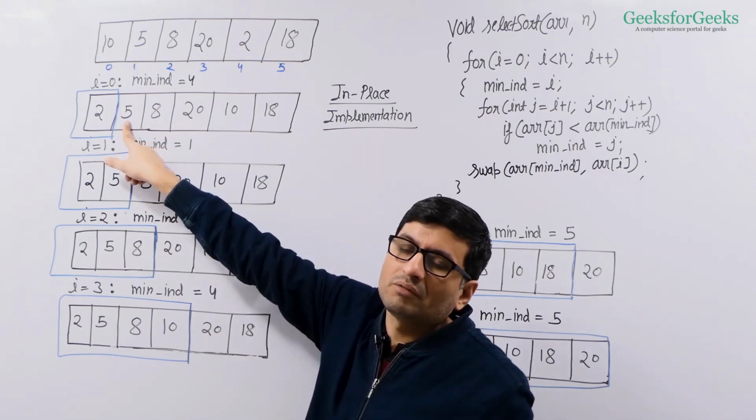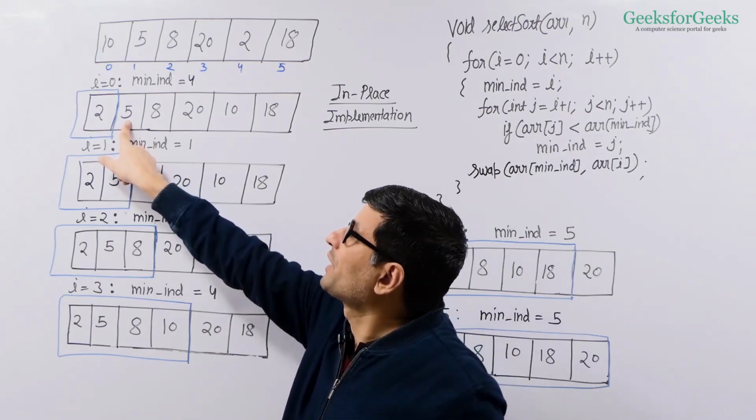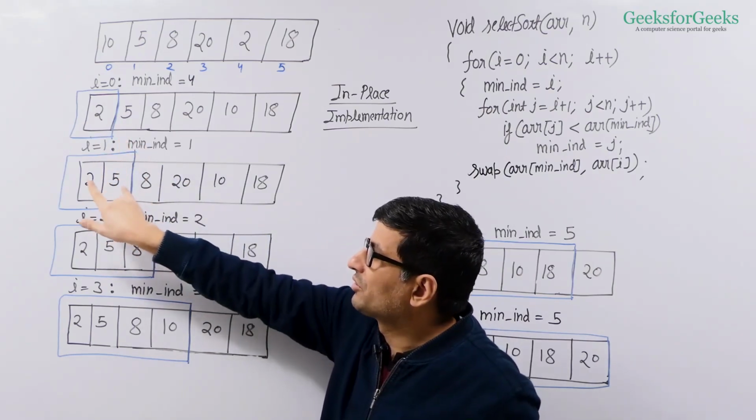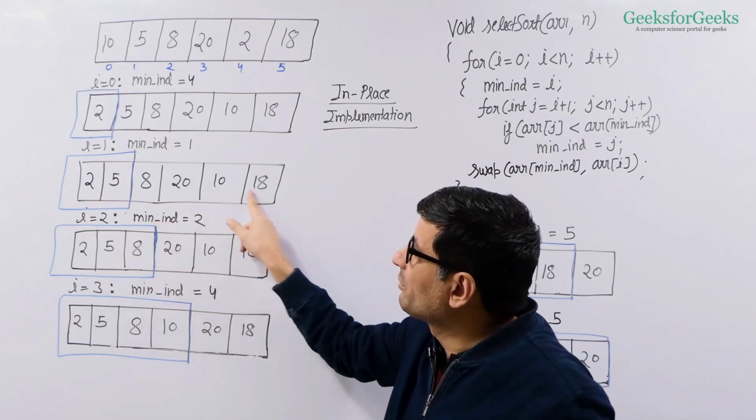And the next position where this minimum element should go is also 5. So we swap 5 with 5 and we have this array now. So these two elements are sorted. Now we again find out the minimum element in the remaining array.